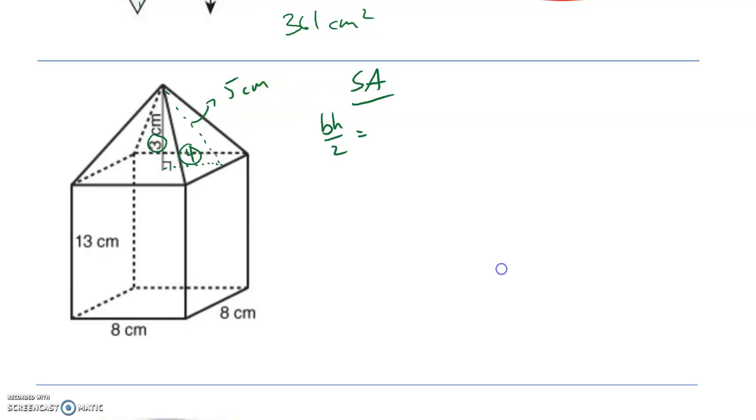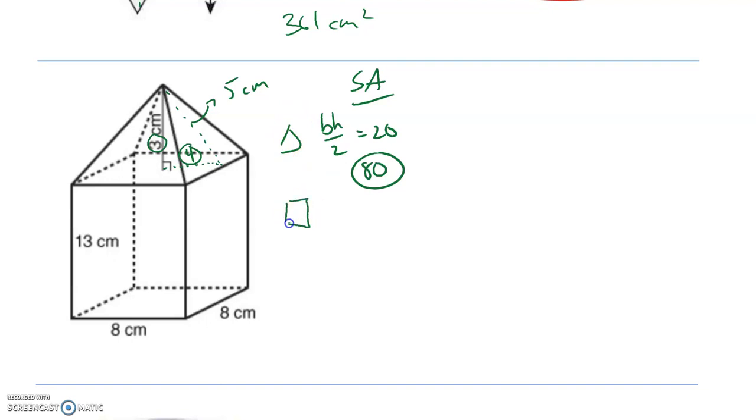Divide that by 2 gives me 20. But I've got 1, 2, 3, 4 triangles because it's a square at the bottom. It's a square base, so this is also a square. So all 4 triangles are going to be identical to each other. So I'm going to have 4 of those. So I've got 80 for total surface area of the top part, and that's my triangles.